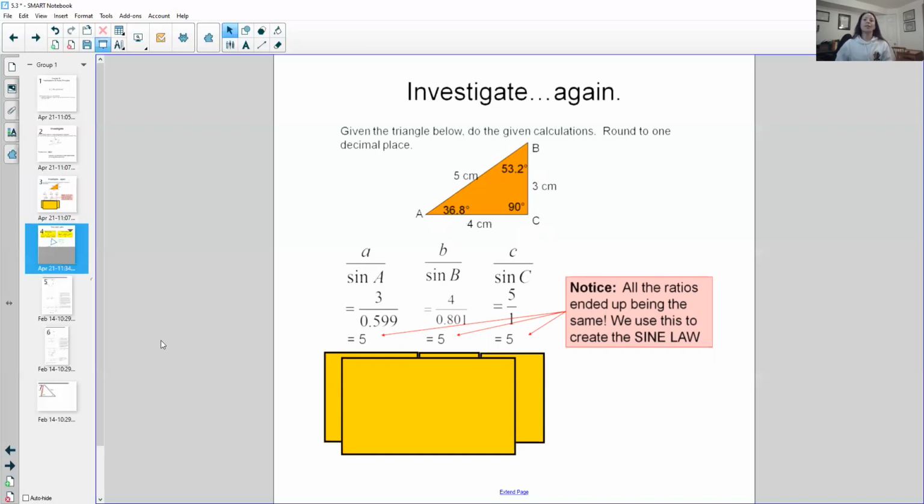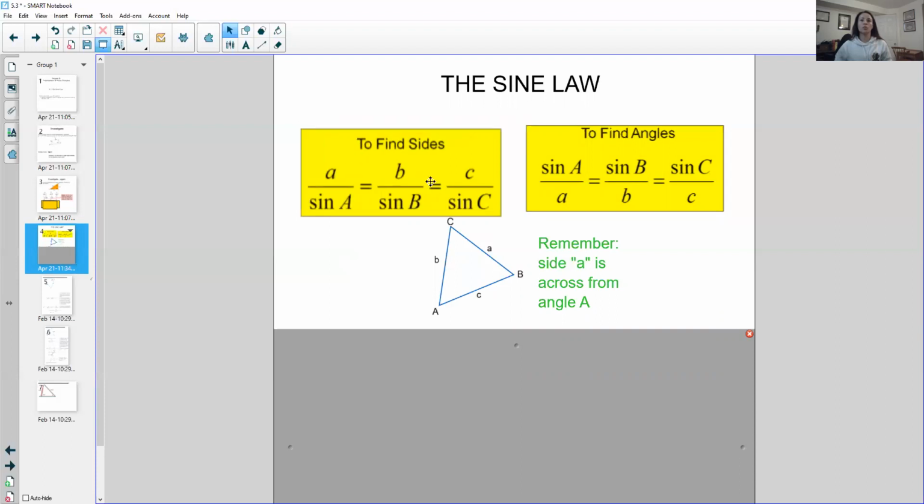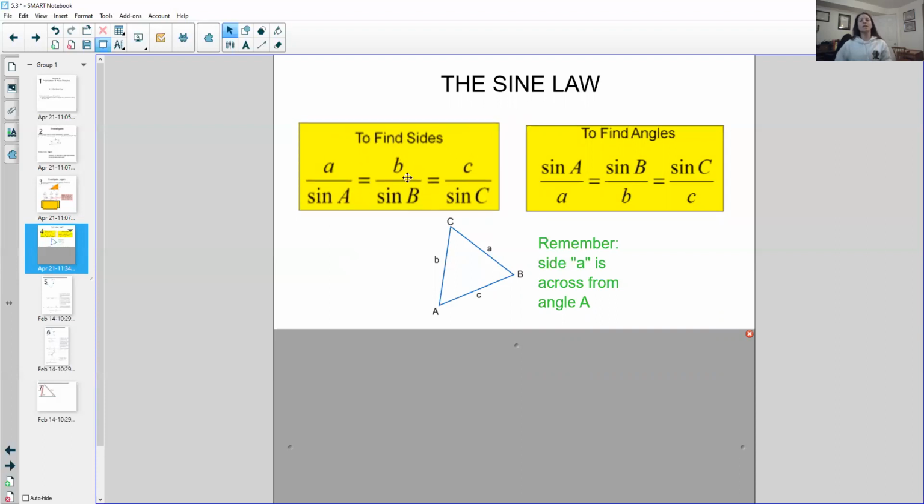So this is what your sine law looks like. If I am finding sides or angles, it doesn't matter, I would take the side divided by sine of its opposite angle. That ratio is equal to side B divided by sine B, and that is also equal to C divided by sine C. Now, I would never use all three of them. I would only pick the two that I need in order to solve whatever triangle I'm dealing with.